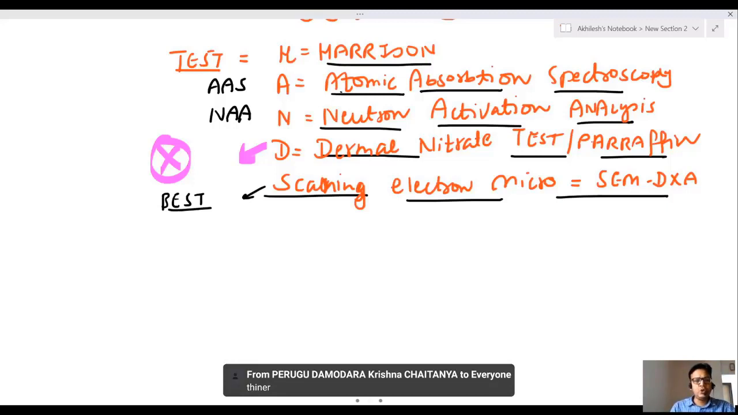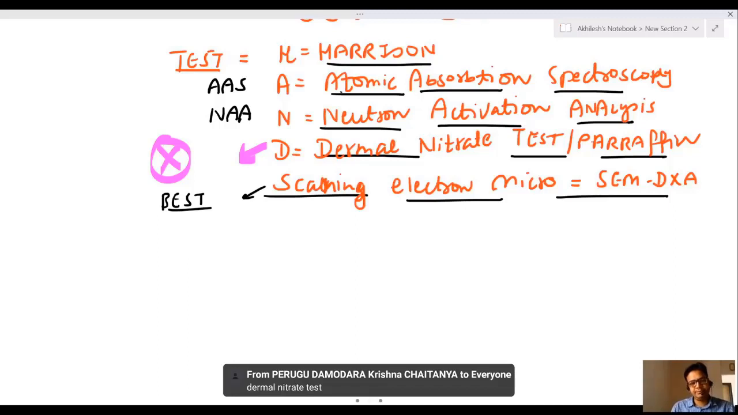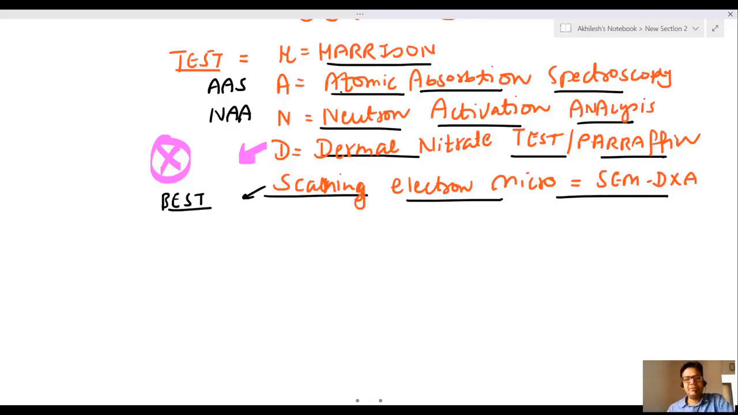Which test is not used nowadays for gunpowder detection? Yes, the paraffin or dermal nitrate test.